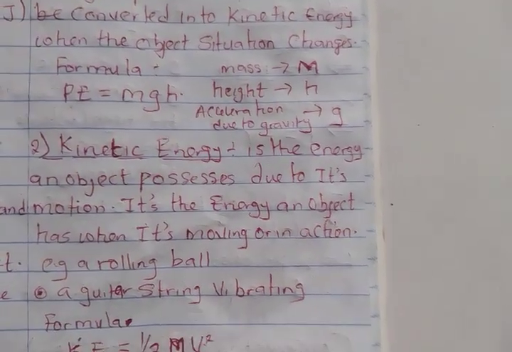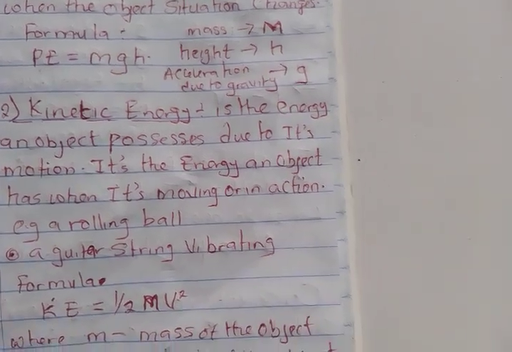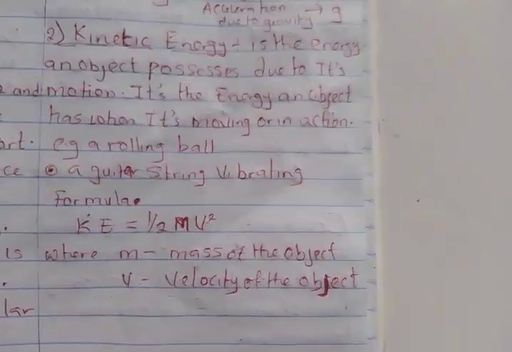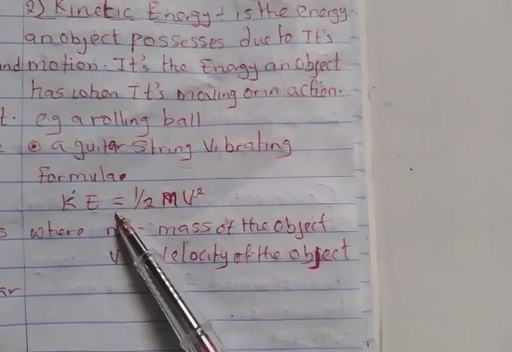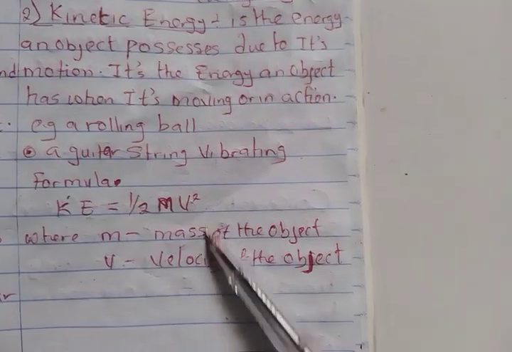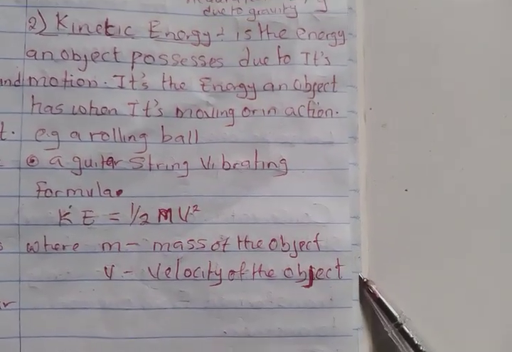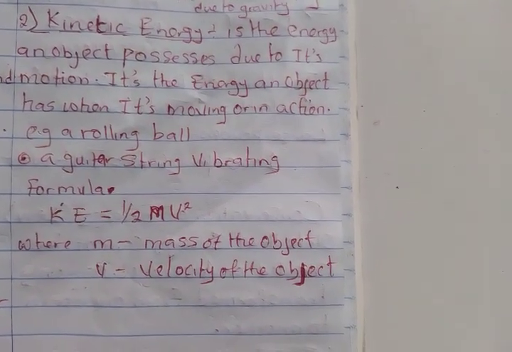For example, a rolling ball or a vibrating guitar string. When they are in motion, the energy possessed is referred to as kinetic energy. KE, kinetic energy, equals 1/2 mv squared, where m is the mass of the object and v is the velocity of the object. So that's the formula for calculating kinetic energy: 1/2 mv squared.